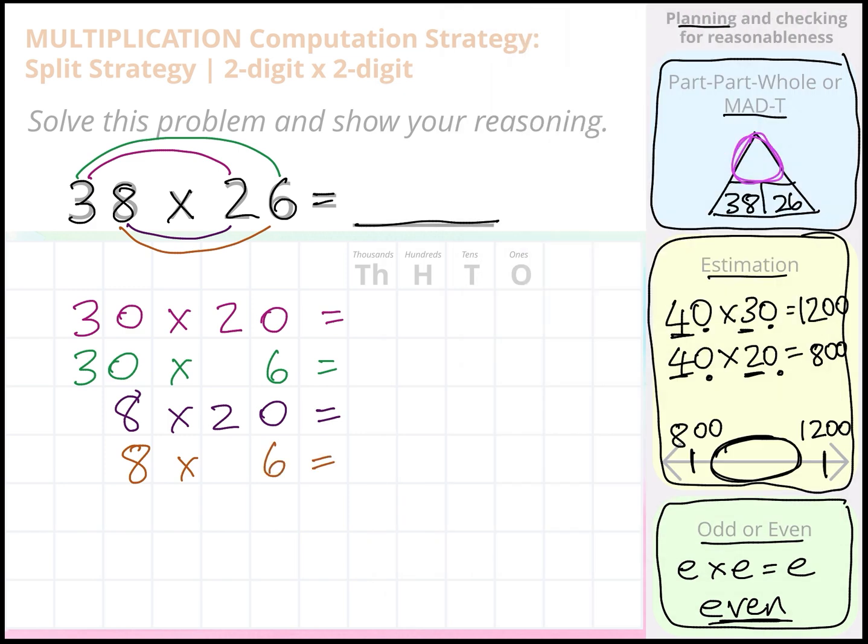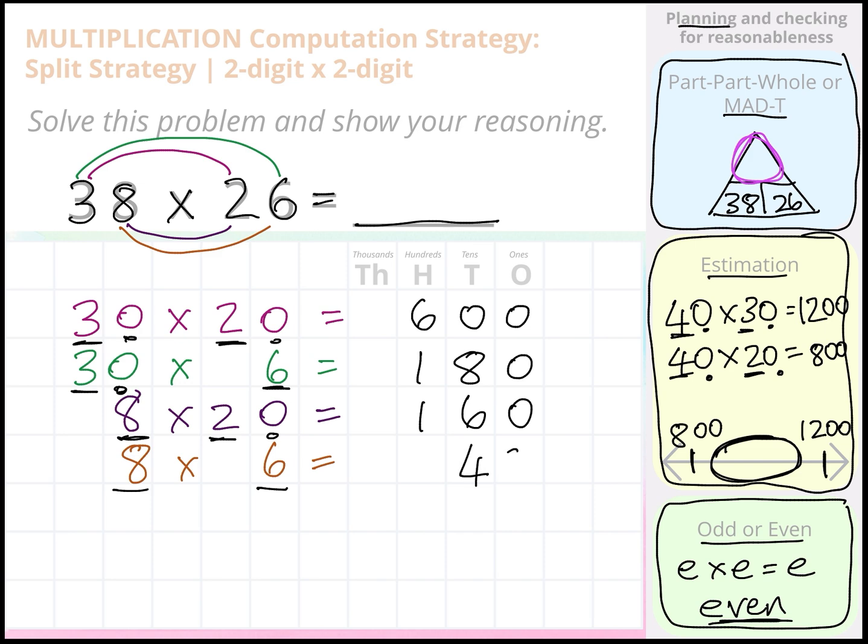Okay, so now I've planned for my calculations. I'm going to do 3 times 2 is 6, but it's up 2 place values. So that will be 600. I'm going to do 3 times 6 is 18, but it's up 1 place value. Then I've got 8 times 2 is 16, but it's up one place value. And 8 times 6 is 48.